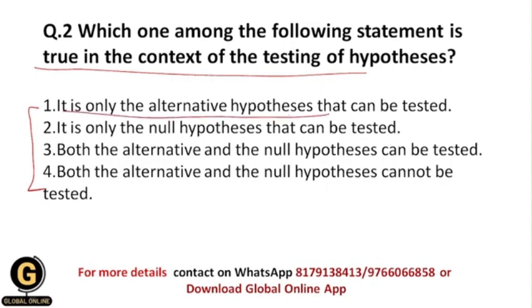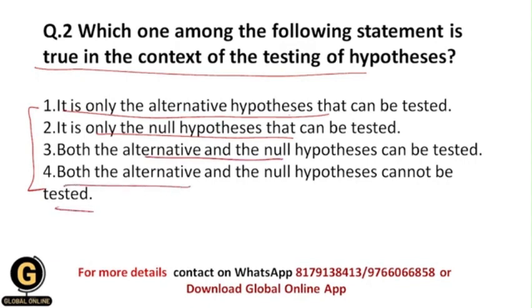So whenever we test the hypothesis, at that time we only test the alternative hypothesis. It is only the null hypothesis that can be tested. So whenever we test the hypothesis, there is only the null hypothesis that we test. Both the alternative and the null hypothesis can be tested. Both the alternative and the null hypothesis cannot be tested.